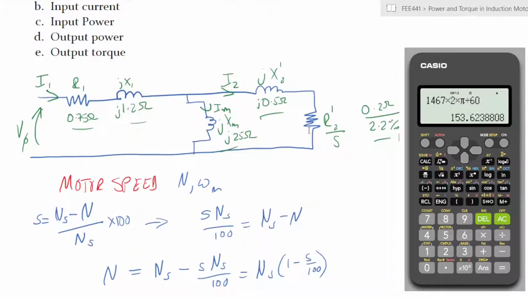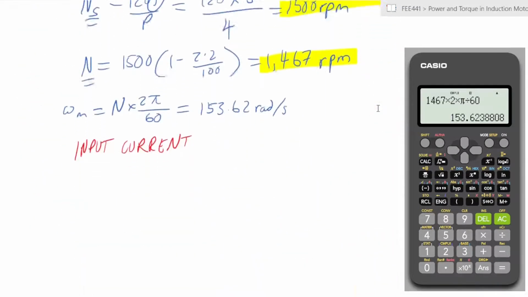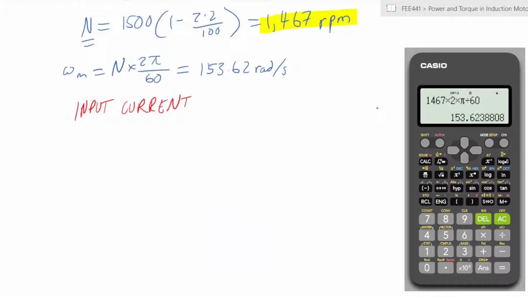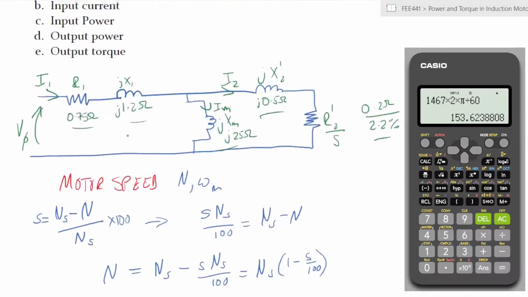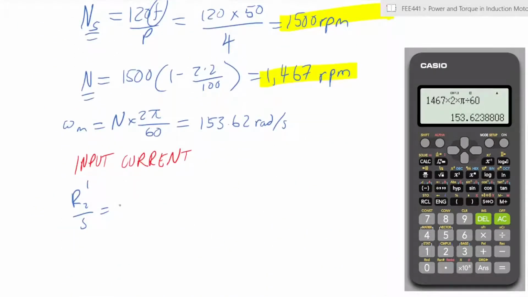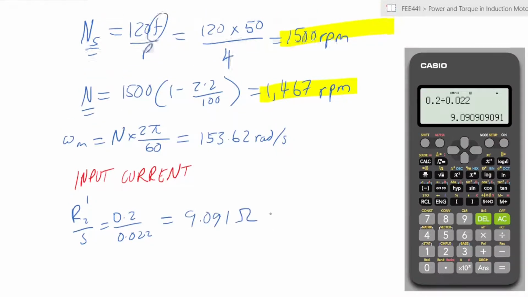So the first thing we need to do, we had said we would need to calculate R2 over S. So that's the first one that we take. R2 prime over S is equal to 0.2 over 0.022, because that's a percentage, which is given by, so it is 9.091, let's say, ohms, right?